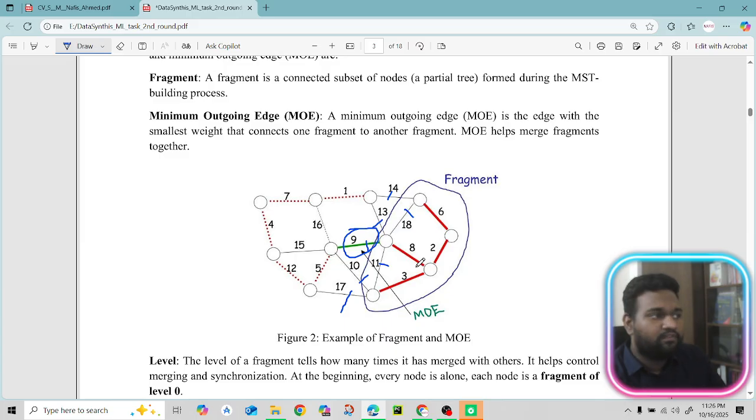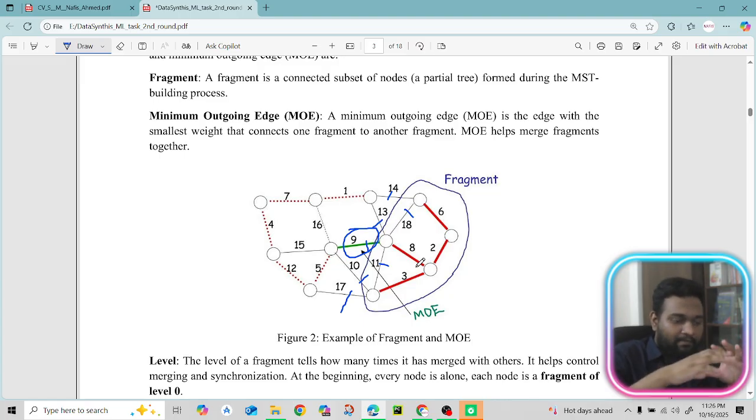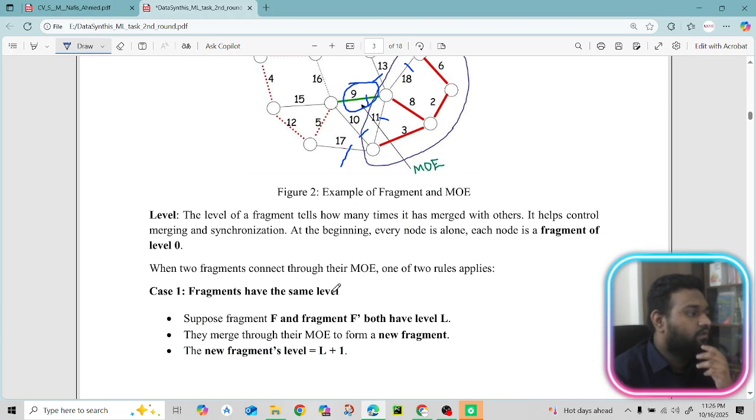So what is the significance of MOE? The significance of MOE is that MOEs are used to connect the fragments. Our main goal is to build a minimum spanning tree by joining or merging these fragments, and this task is done using the minimum outgoing edges. We'll see it later.